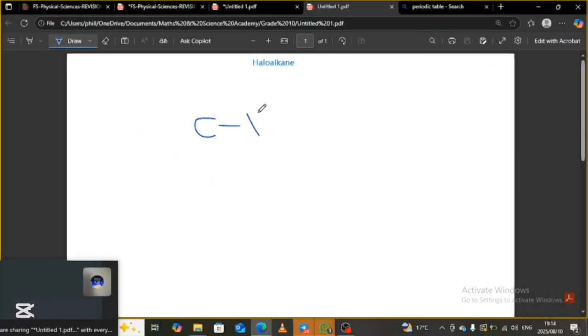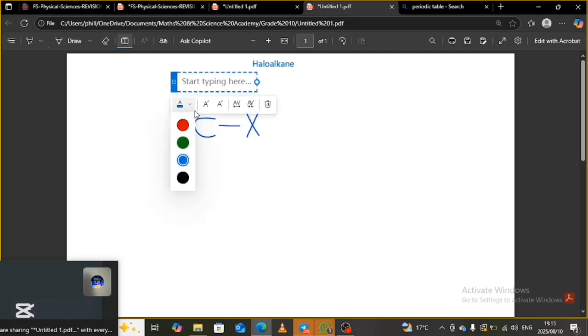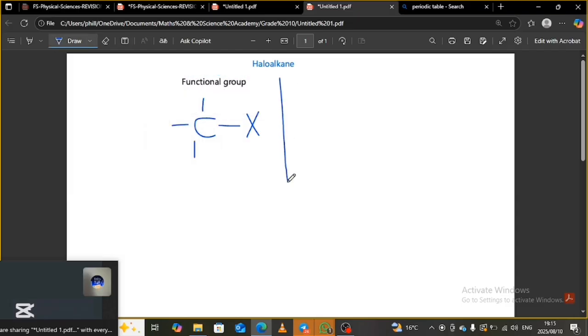Now back to haloalkanes. We're going to draw the functional group of haloalkanes, whereby the carbon atom is paired with X that represents any halogen found in the periodic table. So X can represent chlorine, fluorine, iodine, or bromine.